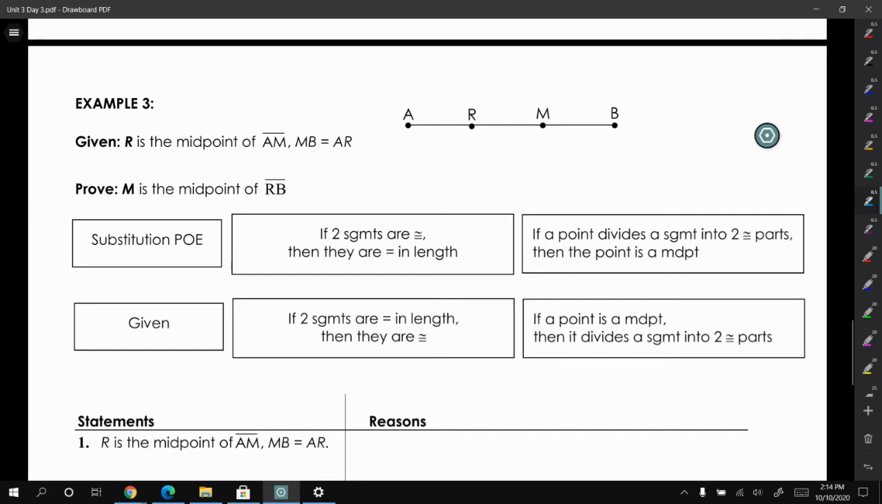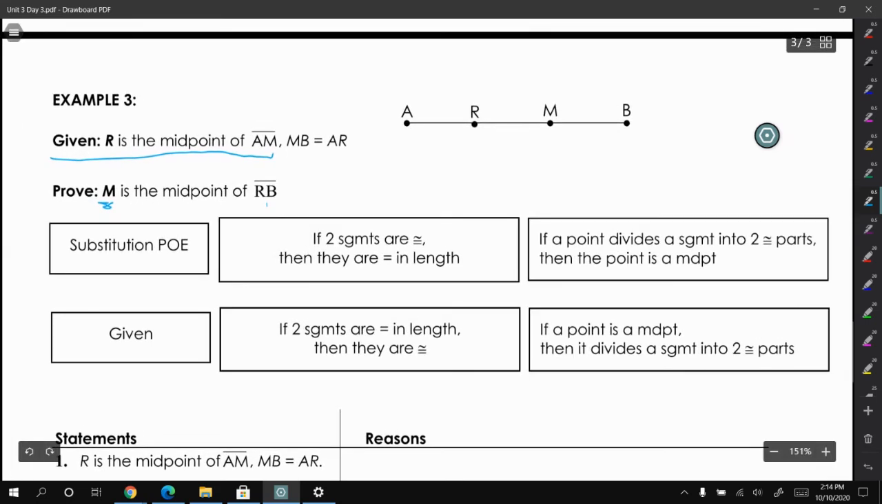What we're going to do here is prove that M is the midpoint of segment RB, and we're given that R is the midpoint of AM, and we're also given that MB equals AR. So I'm going to mark up this picture a little bit just to help us out. If R is the midpoint of AM, that means AR and RM are congruent, because that's what a midpoint is. And if MB and AR are congruent, so they all have one tick mark. So now what we just have to do is formalize this proof and go through it.